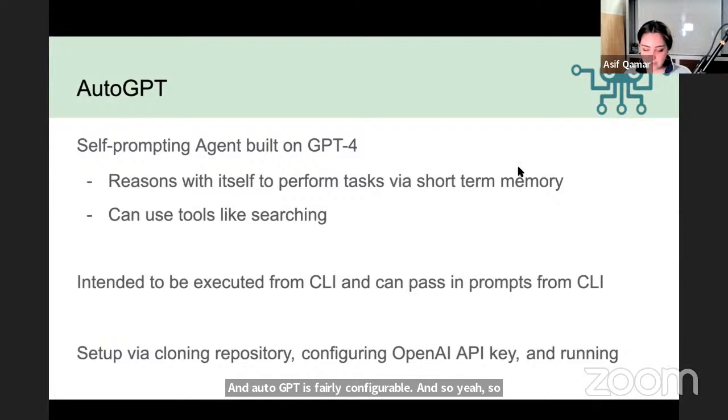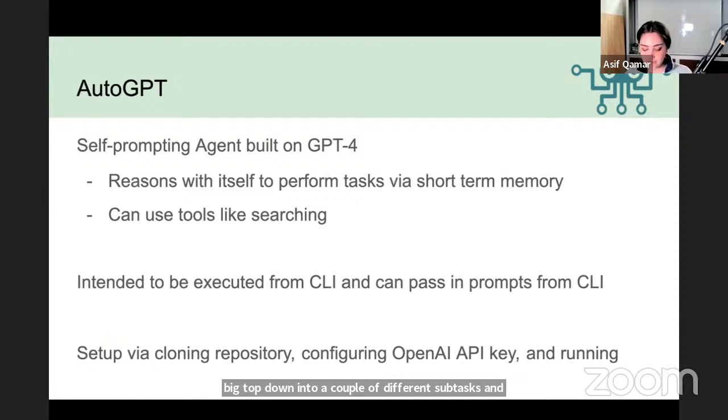AutoGPT is kind of the first iteration on top of GPT-4, and it was built with a short-term memory and chain of thought, chain of reasoning prompting, and then it essentially will just self-prompt itself after it realizes that, oh, I need to break this big task down into a couple of different subtasks. And as I mentioned earlier, it can use different tools.